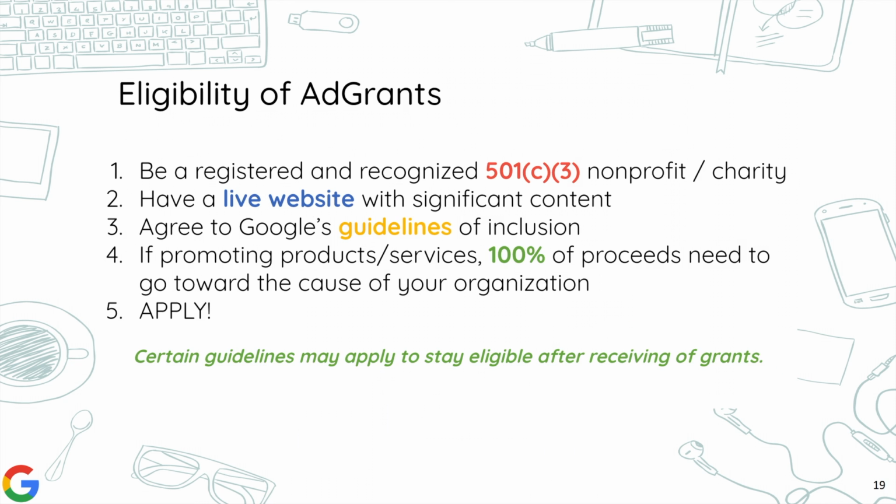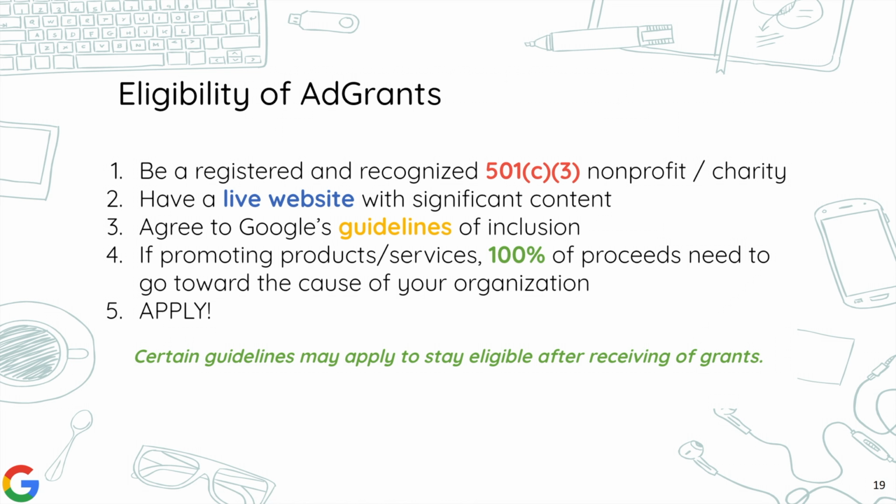The eligibility for Ad Grants is as follows. First, you have to be registered and recognized as a 501(c)(3) nonprofit or charity, have a live website with significant content, and agree to Google's guidelines of inclusion. If promoting products or services, 100% of proceeds need to go towards the cause of your organization. And finally, once you've met all of those eligibility requirements, you can apply.